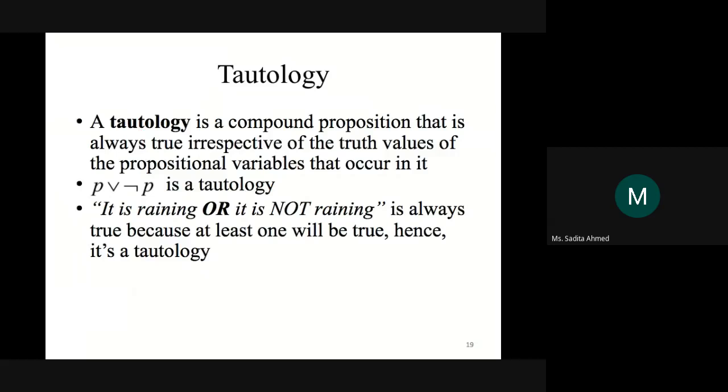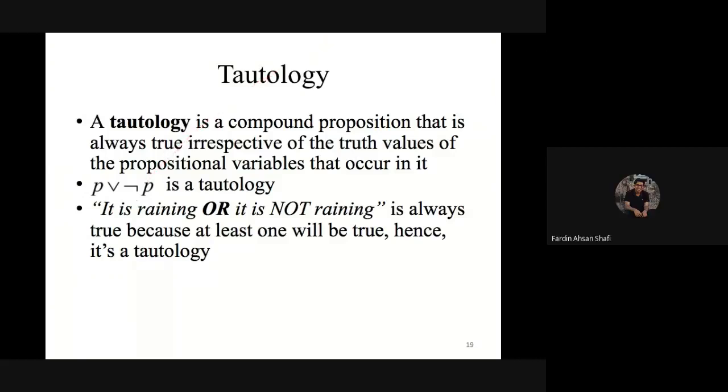What is an example? An example is this: P or not P. This is a compound proposition because you have an OR operator here combining two propositional statements. Now, P or not P, this is a tautology. Why is that? Does anybody have any insight? Why are we saying that P or not P is a tautology?